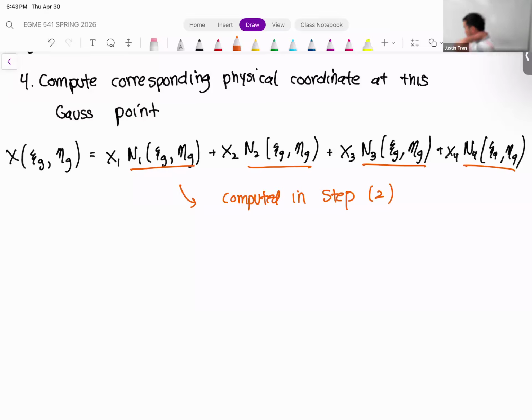Right, so you can see why we computed the shape function values first, because we used them right away. And then these x1, x2, x3, x4 are information that you can often read directly from the mesh.